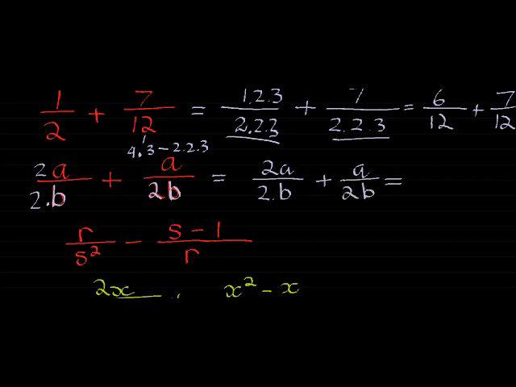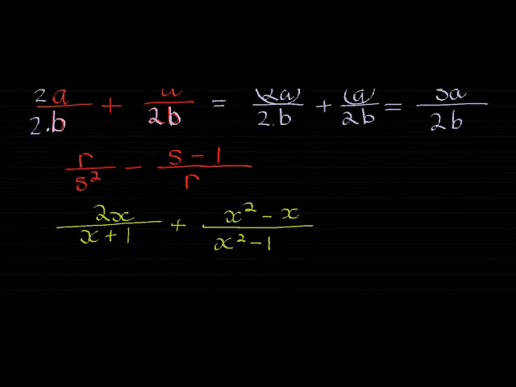And now I can add the two things because the denominators are the same. I keep the denominator the same. I don't change it. When I add a half and another half, I still have halves. I just have 2 of them. So here I still have 2b in the denominator. But now I add 2 a's and another a, so I have 3 a's over 2 b's.